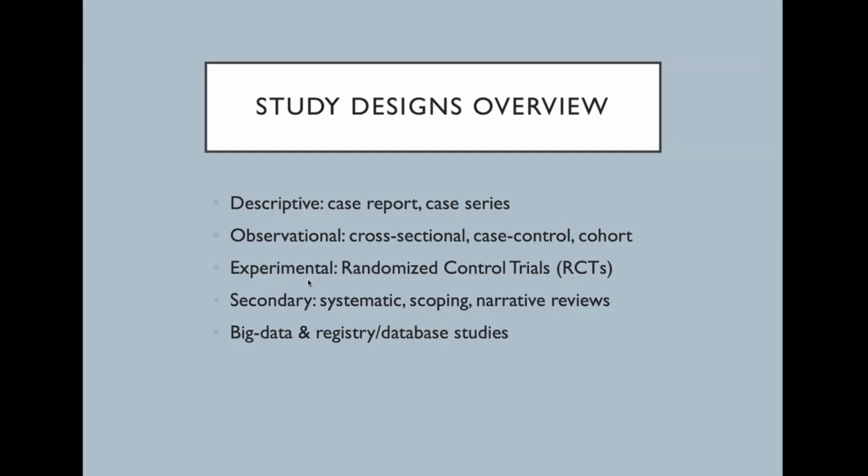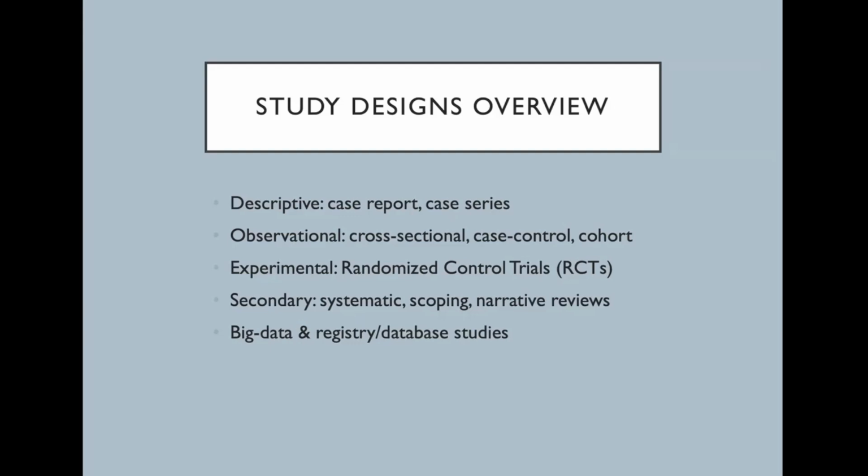Secondary studies are sort of a sum of the previous three studies that we've talked about. So they're systematic reviews, scoping reviews, narrative reviews that are typically used to synthesize the current literature throughout descriptive, observational and experimental studies in order to understand the current state of literature, whether it's in a systematic way or in a narrative way. Typically they look at a broad literature search, so that's the basis of these studies.